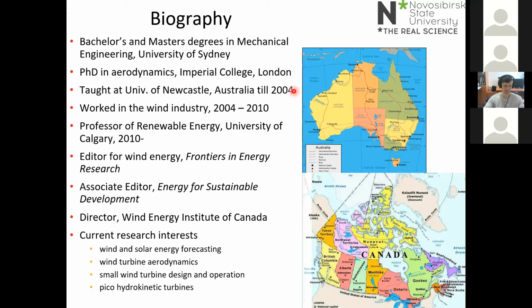So I started out as a mechanical engineer, and then I went to Imperial College in London to study aerodynamics. Imperial College is a very famous university in London and has a very strong aeronautics department. I did my PhD there in aerodynamics. And when I got back to Australia after doing my PhD, I taught at the University of Newcastle. That's a town north of Sydney. And I taught there for quite a long time before leaving in 2004.